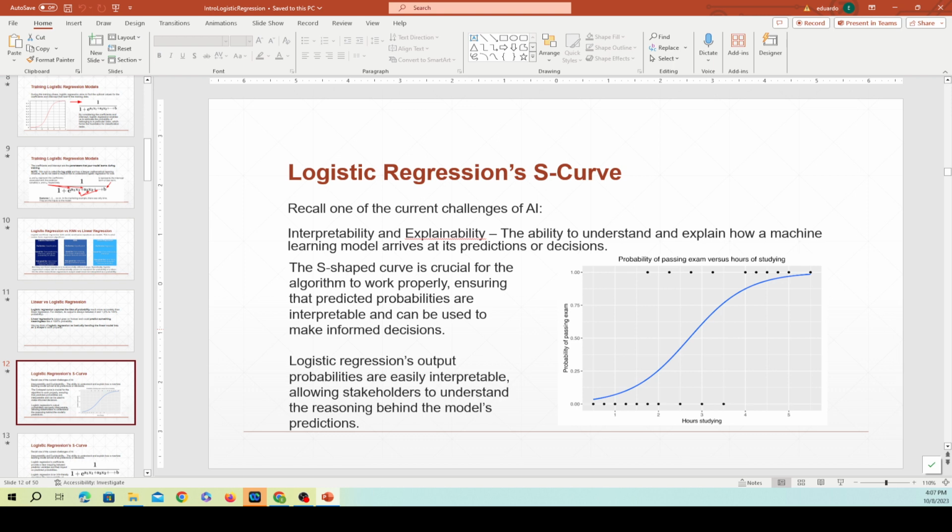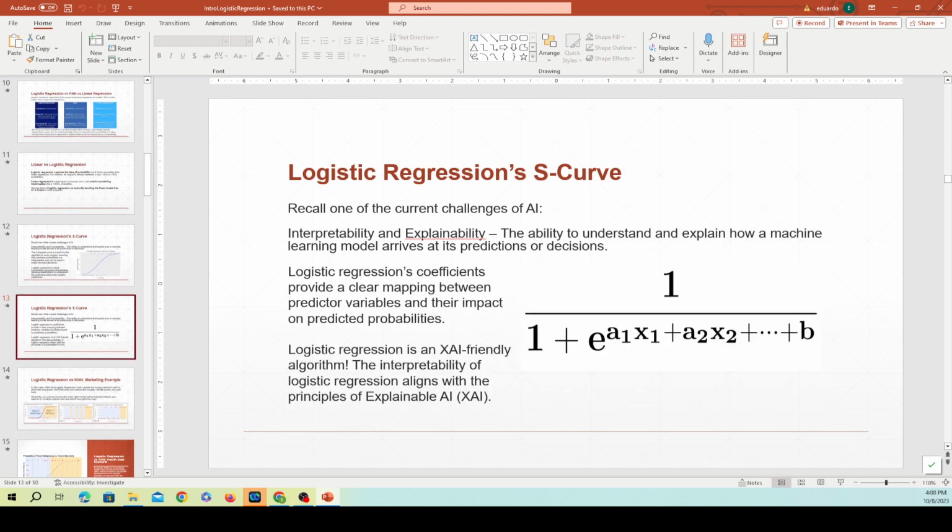So again, this is explainable, artificial intelligence friendly. The logistic regression coefficients provide a clear mapping between a predictor variable and its impact on the predicted probability. So it's based on this probability function that represents the logistic regression graph. So again, logistic regression is an explainable, AI-friendly algorithm. In other words, the interpretability of the logistic regression aligns with the principles of explainable AI. It means that we can interpret and explain how the model prediction was made.